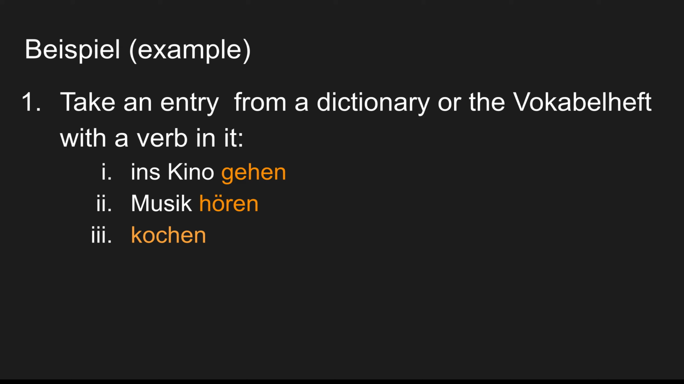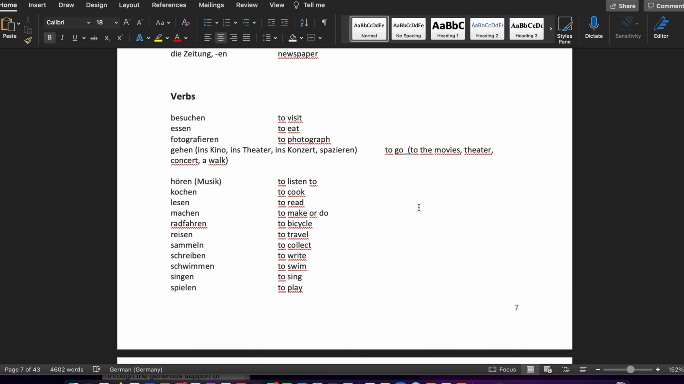In the first two examples, we have the object or the direction that we're going, and then we have the verb at the end. So ins Kino is a place we're going to, and gehen is the verb. So this is how it looks in a dictionary or in the Vokabelheft. For example, here, this is how it was listed. We had gehen, and then all these places we could go.